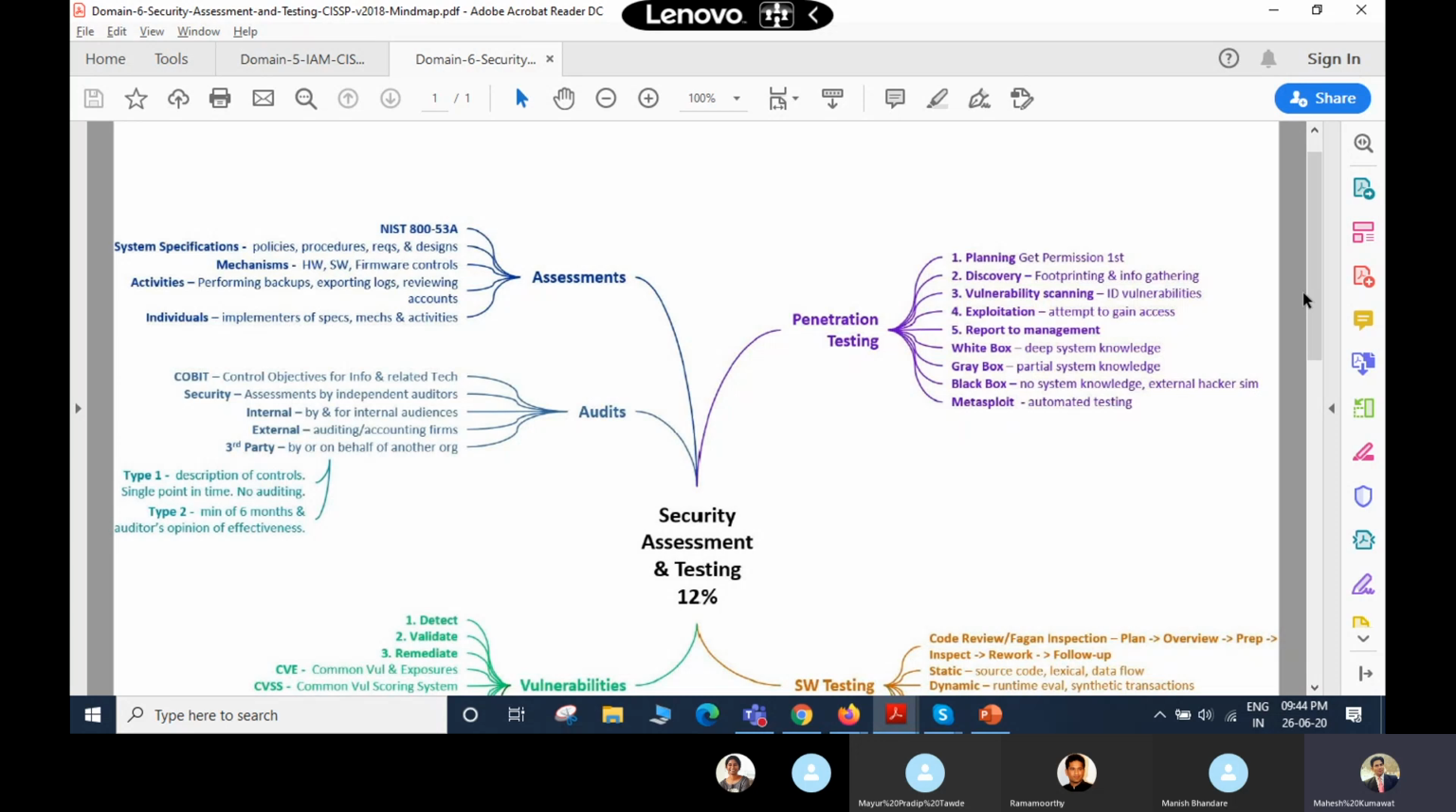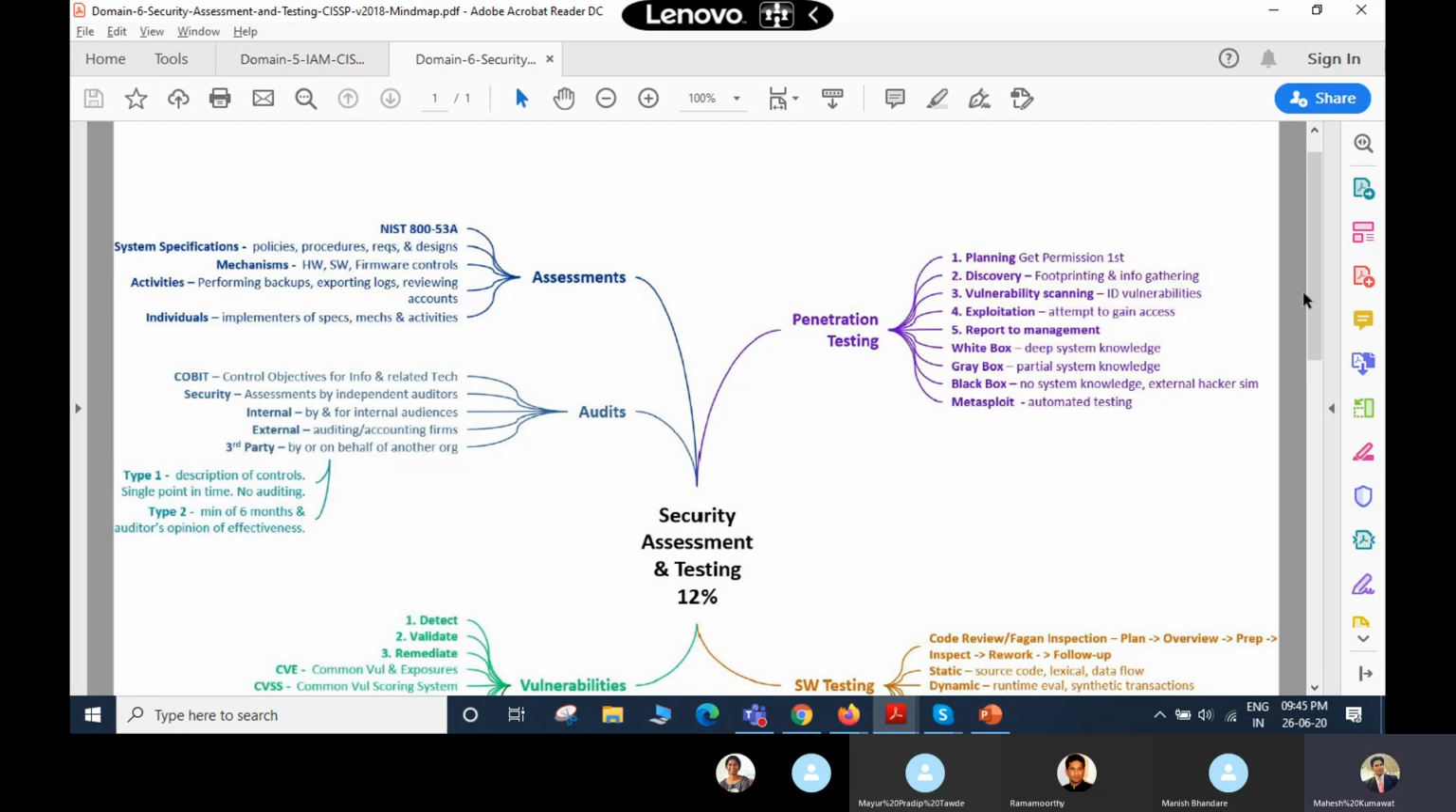So for footprinting and information gathering, how are you going to find out information on the databases? Database penetration testing is not easy. Then vulnerability scanning, identify vulnerabilities, exploitation, attempt to gain access, and report to management. So we have some steps of penetration testing.